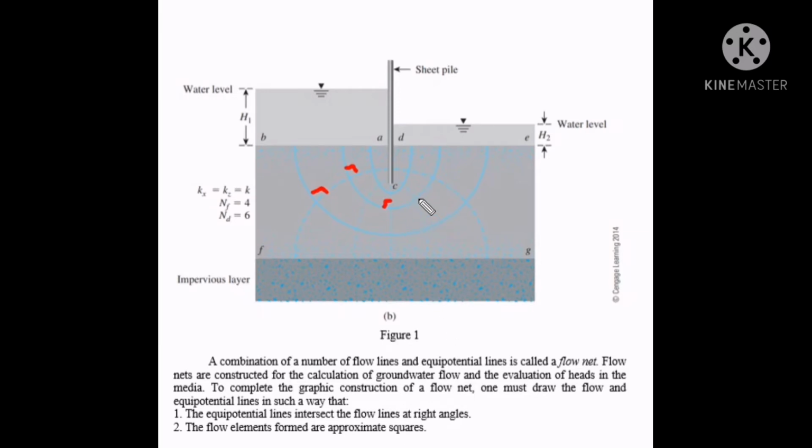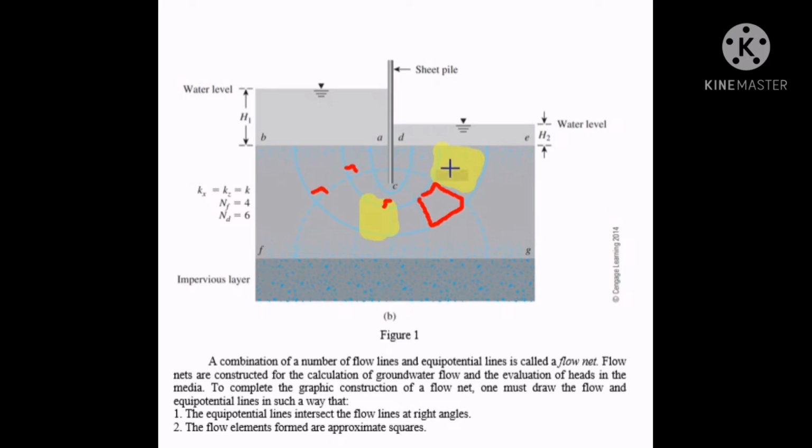So, yung area bounded nung ating equipotential line and flow lines should be square. So, almost square siya. Itong area na to. And these are the area. Yan, square yan. Square yan malabas.